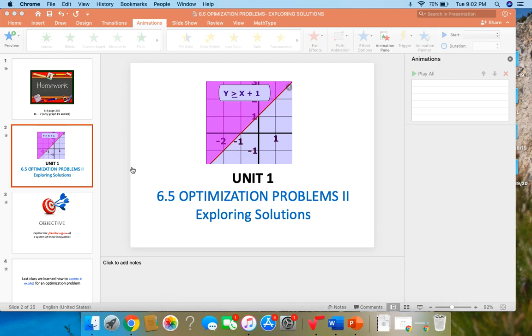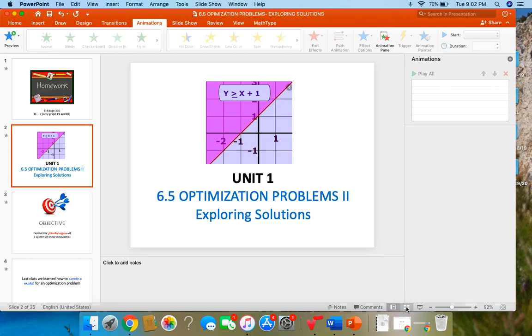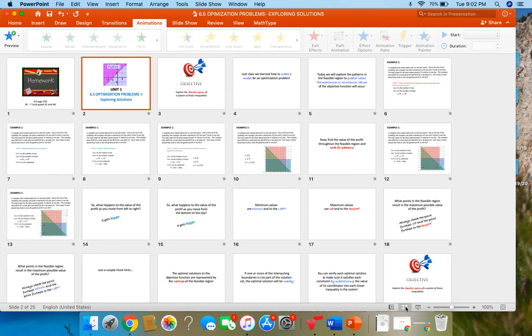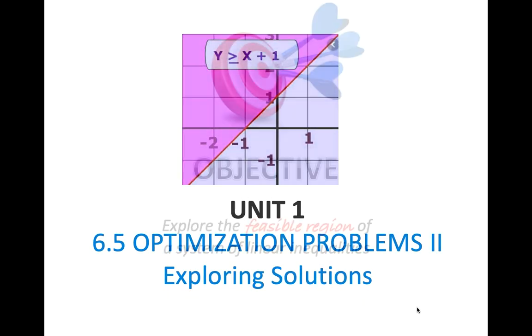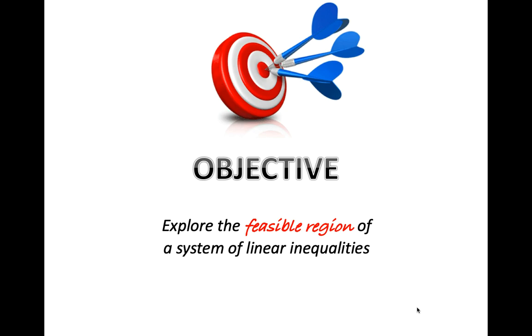All right, we're going to take a look at our next lesson, 6.5, Optimization Problems Part 2. And in particular, we're going to be looking at exploring solutions. Let me get everything set up for us here. The objective of this lesson is to take the feasible region of the system of inequalities that we've created and begin to explore the region and just try to decide, okay, where are the minimum values? Where are the maximum values likely to be?